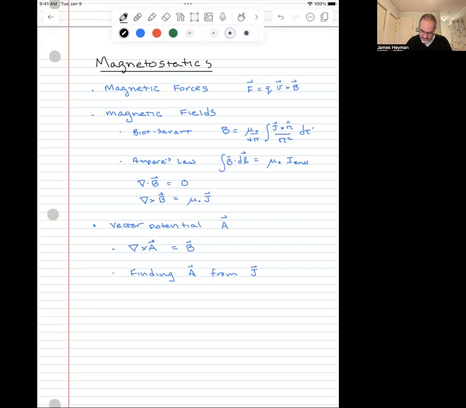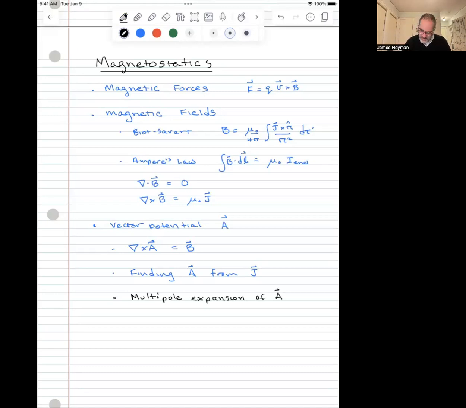Now today, what I'd like to do is to show you that many of the tricks that we used before to find the electric potential can be used to find the magnetic vector potential. And in particular, we can write a multipole expansion of the vector potential, which lets us find the vector potential when we're far from some distribution of currents.